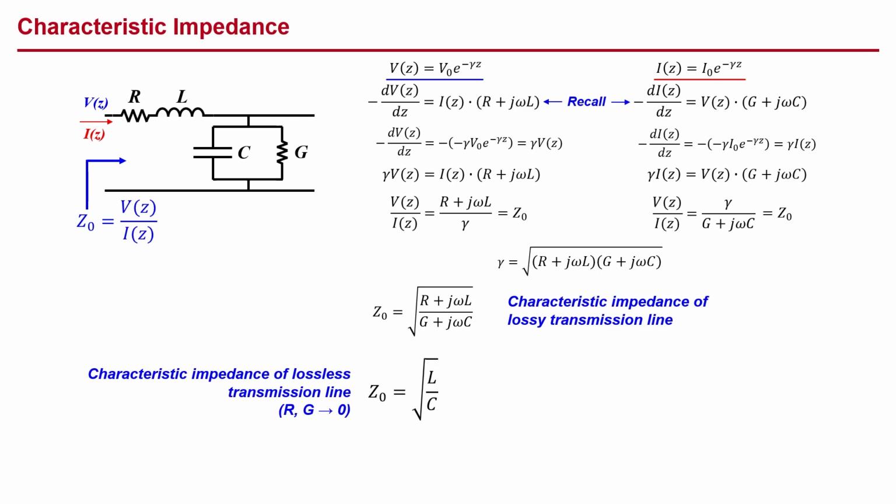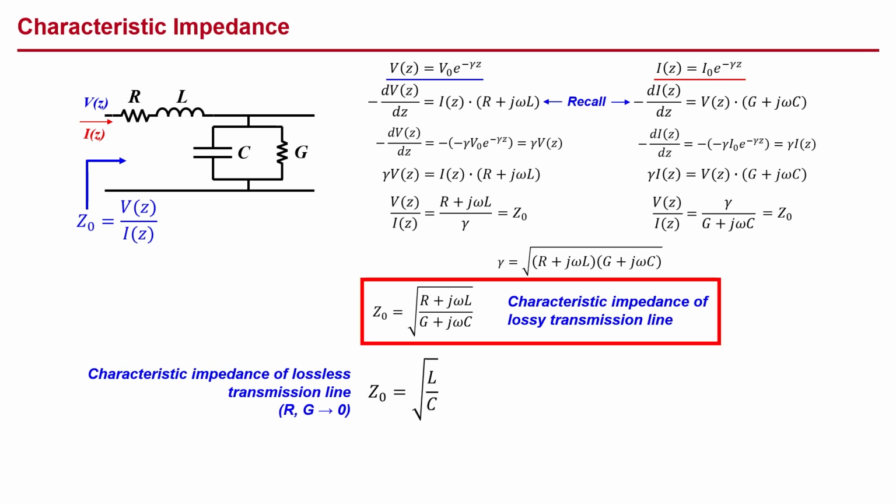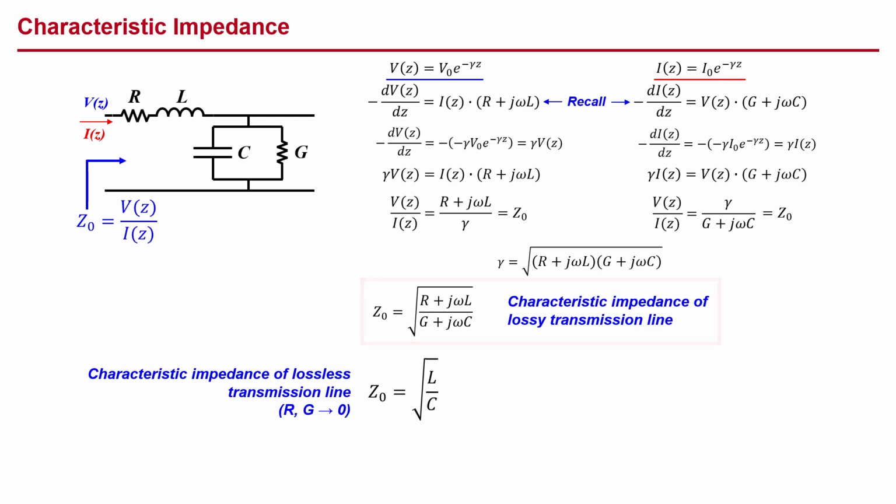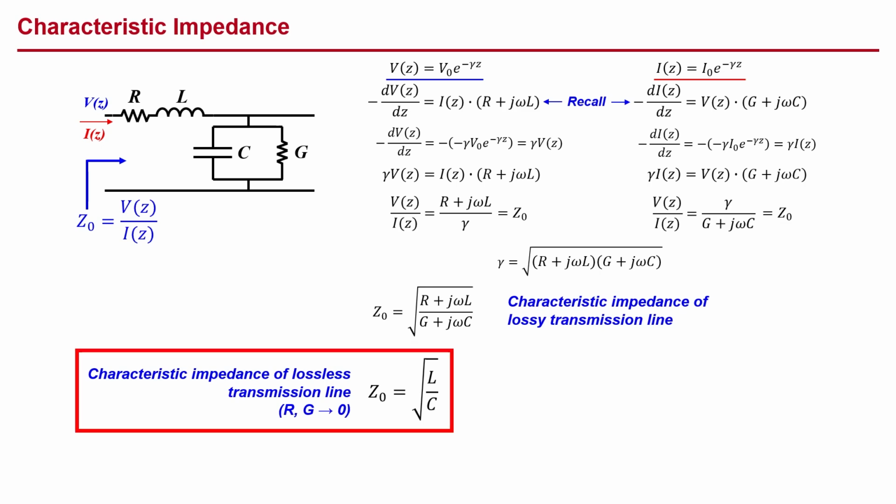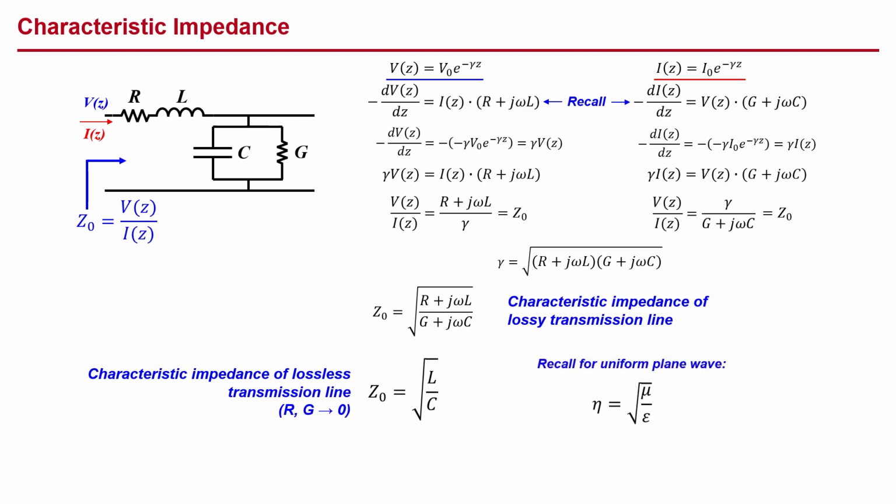In the real world, of course, all transmission lines are lossy, and you need to know the full expression when it's needed. But in many cases, the lossless simplification is sufficient, at least as a starting point, and it's clearly easier to work with. Recall for a uniform plane wave, the characteristic impedance is equal to the square root of mu over epsilon. Again, looking at units, this is in terms of inductance per unit length divided by capacitance per unit length, giving the same form as the expression for our transmission line.